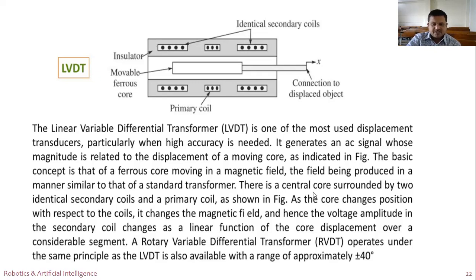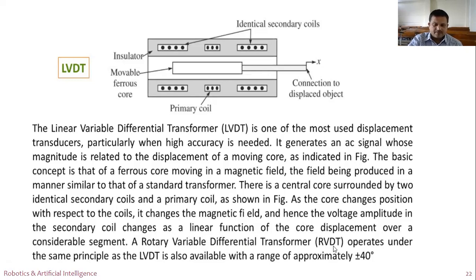Therefore, there is a central core surrounded by two identical secondary coils and a primary coil. These two secondary coils are there. This is the primary coil as shown in the figure. As the core changes position with respect to the coils, it changes the magnetic field, and hence the voltage amplitude in the secondary coil changes as a linear function of the core displacement over a considerable segment.